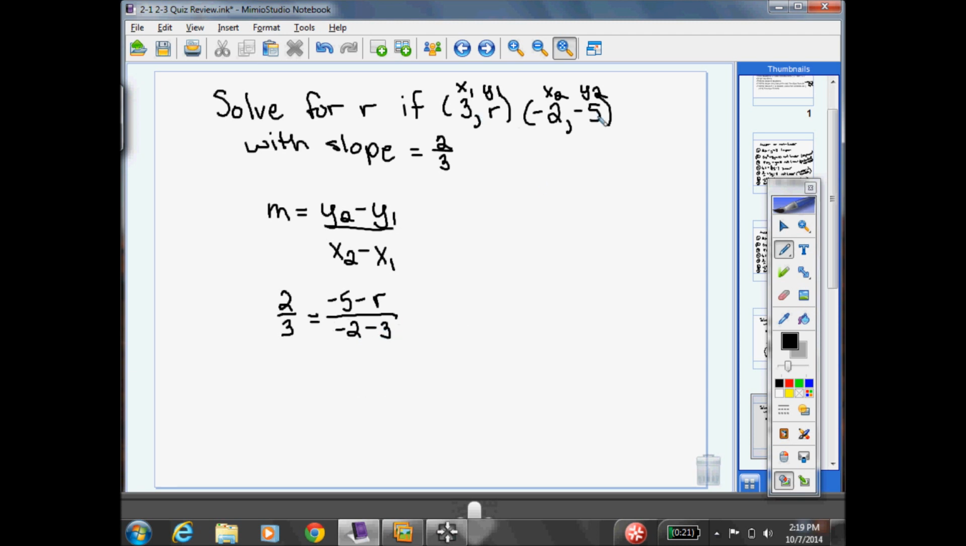Absolutely. So you go through, you plug in the things that you've just labeled. Yes. -3 turns into a -5. -5 minus r over -5. And then in order to actually solve it, who knows, how do you make that work? Go ahead, Miles. You cross multiply.